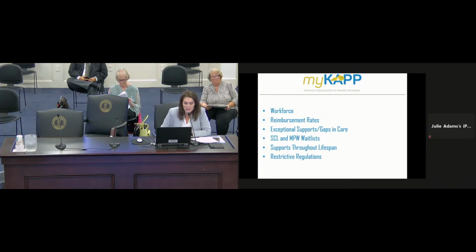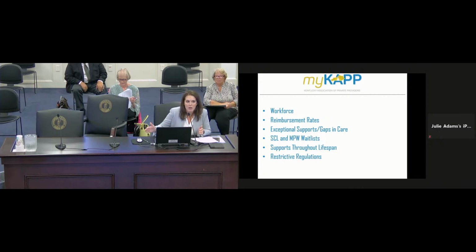We need to address the SCL and Michelle P. waiver wait lists. We also need to address supports through a lifespan. As we touched upon, the Michelle P. waiver and the SCL waiver serve a similar population, and we need to figure out a way to easily transition individuals between waivers to support them to the best of our ability. So, for example, if someone's on the Michelle P. waiver and needs housing quickly, we need an easy way to get them an SCL slot so that they don't experience a gap in care.